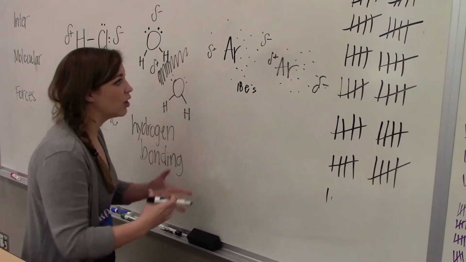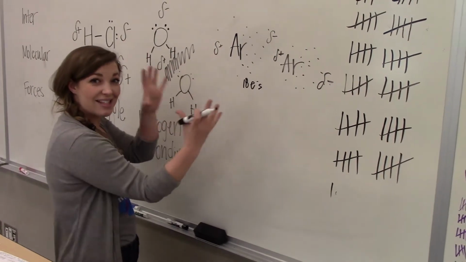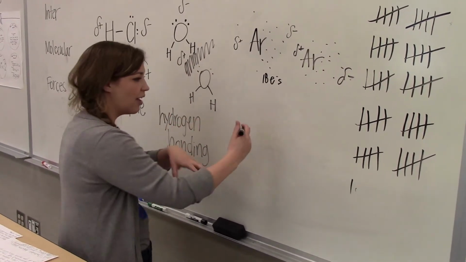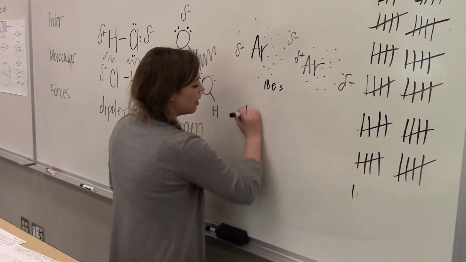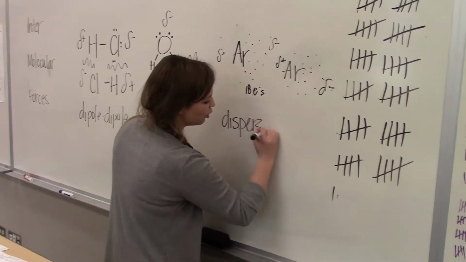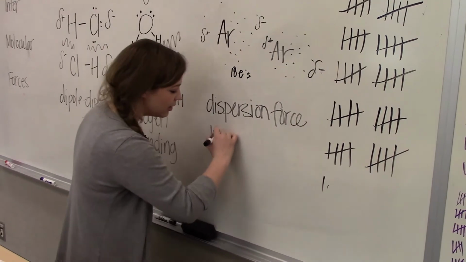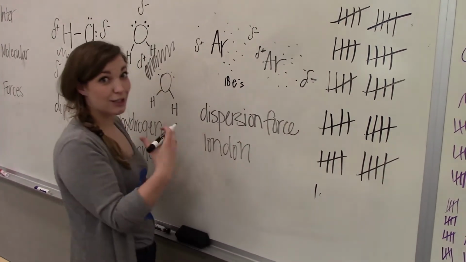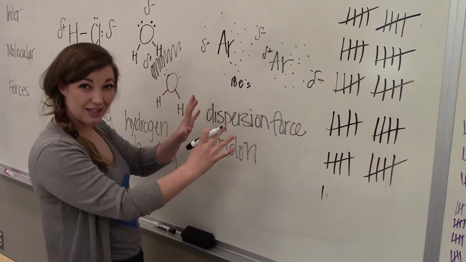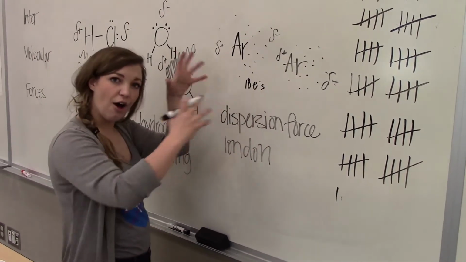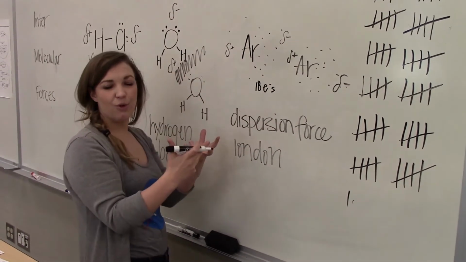Because there are always electrons, they're always moving, and this is happening and changing constantly. You might hear this called, it's most commonly called a dispersion force. You might also hear it as a London force or a London dispersion force. Those all mean the same thing, and that's when we have these non-permanent dipoles because of the movement of electrons.